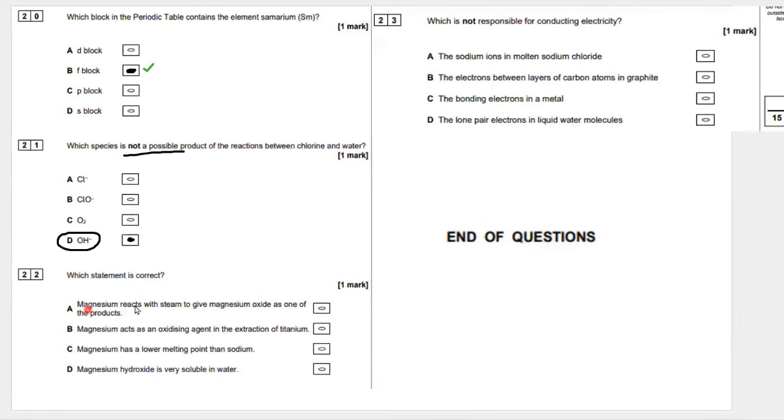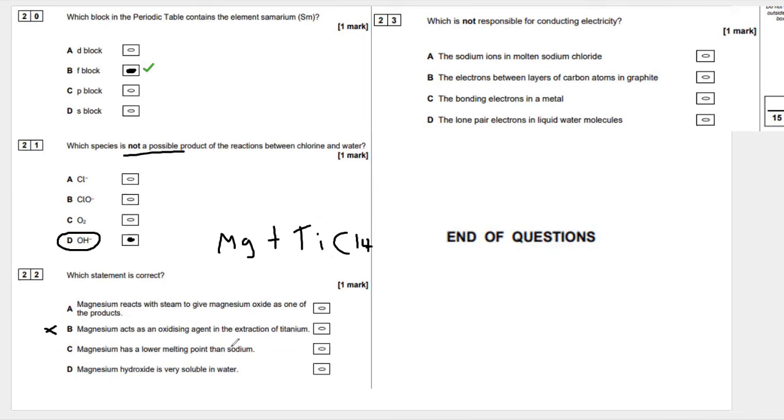Which statement is correct? Magnesium reacts with steam to give magnesium oxide as one of the products. Magnesium acts as an oxidizing agent in the extraction of titanium. Well, magnesium plus titanium chloride, no. When you're in extraction, we're normally doing reduction, and that's absolutely right. So it's going to be a reducing agent. So no, it's not an oxidizing agent in that situation. Magnesium is going to be oxidized itself, but therefore it's going to act as a reducing agent. So that one is definitely wrong.